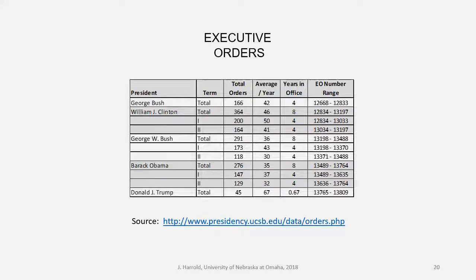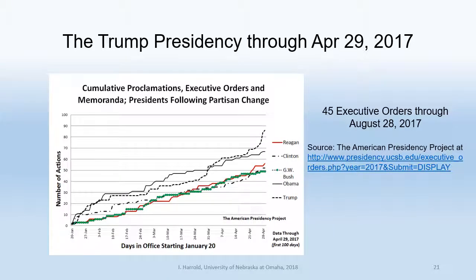This chart shows really where the Trump presidency is at with executive orders right now. This chart is through the end of April of 2017, but President Trump has signed 45 executive orders through August 28th, so there's really more than that by now. He is on pace to have more executive orders per year than any of his immediate predecessors. And what does all that mean for the power of the presidency?